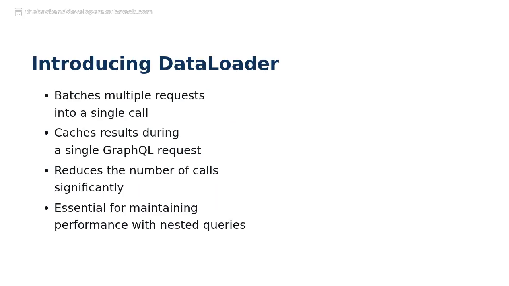DataLoader is a powerful tool that batches multiple requests into a single API call, which drastically reduces the number of calls made to the backend. It also caches results during a single GraphQL request, ensuring that repeated queries for the same data are served quickly. This caching is essential for maintaining high performance, especially when dealing with nested queries. By minimizing redundant calls, DataLoader enhances the efficiency of your GraphQL gateway.